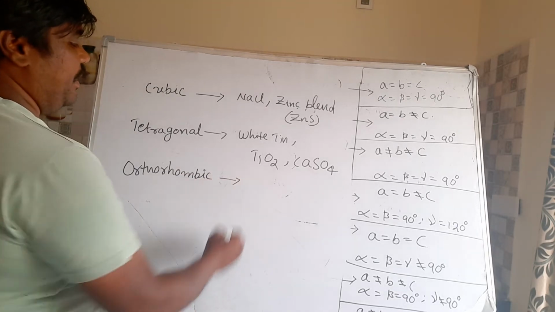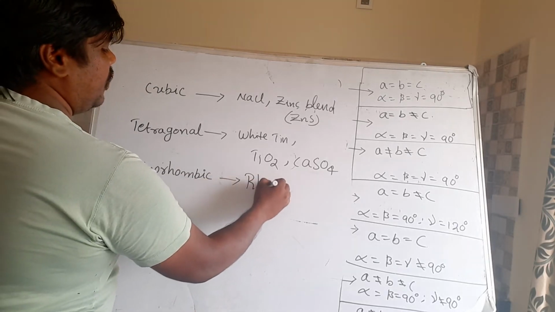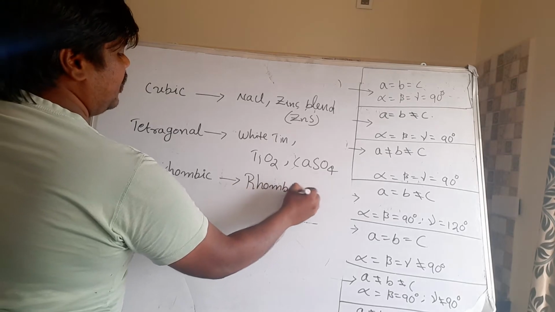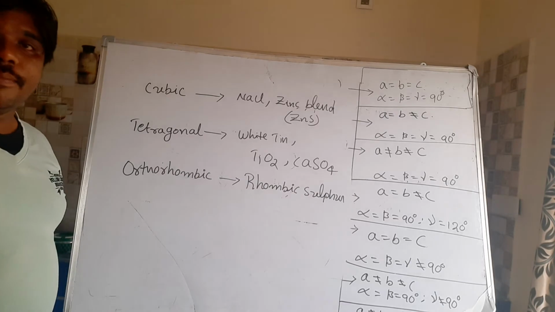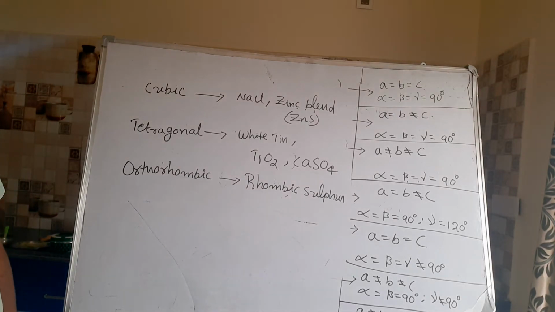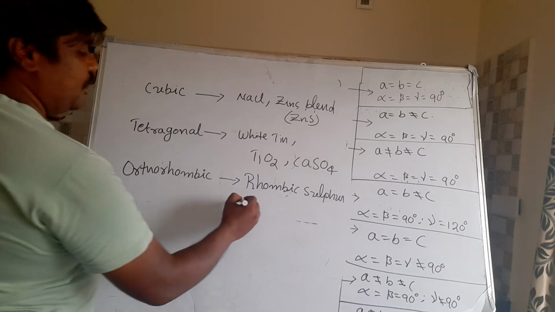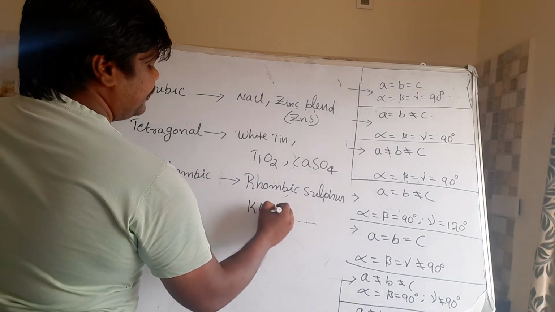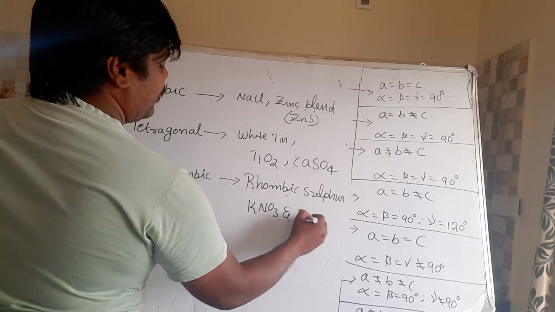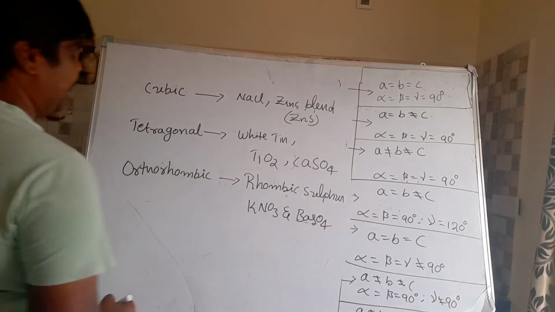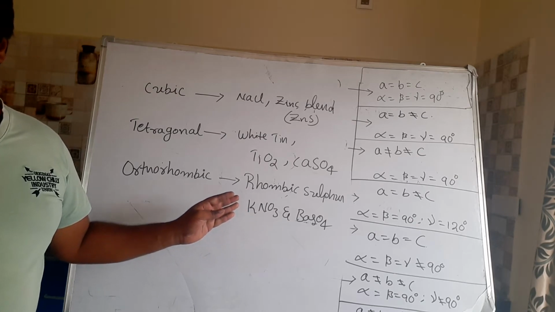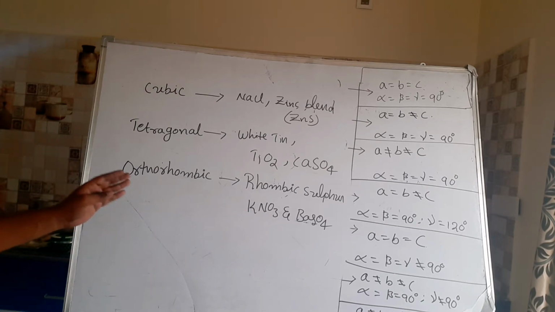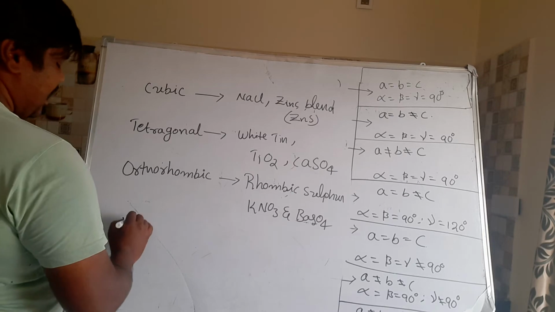So rhombic sulfur is the example. And then after rhombic sulfur, KNO3 and BaSO4. Clear? These are the examples for each and every crystal system, students. Hexagonal: graphite, ZnO, CdS.